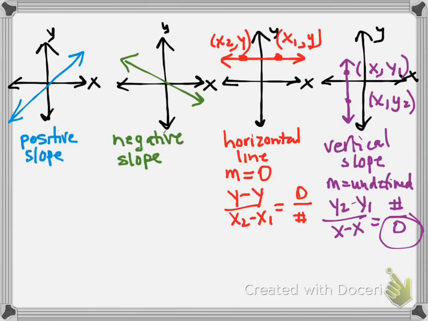So the larger the slope, and by the way, it doesn't matter if it's positive or negative, because you can just look at the absolute value of the slope. So the greater the number of the slope, the steeper it is, the closer it's going to approach your y-axis. Okay? All right, that's all I have for you today.